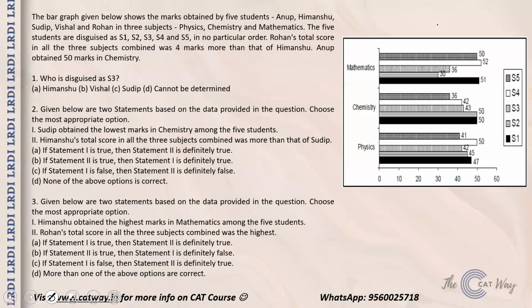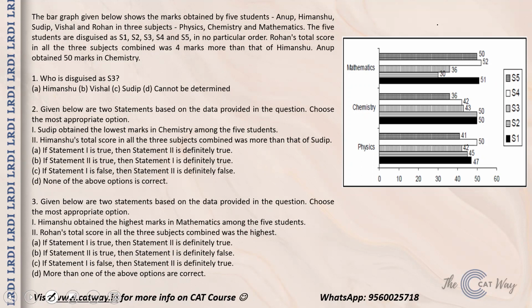So the question in front of us today is that the bar graph given below shows the marks obtained by 5 students: Anup, Himanshu, Sudeep, Vishal, and Rohan in 3 subjects: physics, chemistry, and mathematics. The 5 students are disguised as S1, S2, S3, S4, and S5 in no particular order. Rohan's total score in all 3 subjects combined was 4 marks more than that of Himanshu, and Anup obtained 50 marks in chemistry. All right.